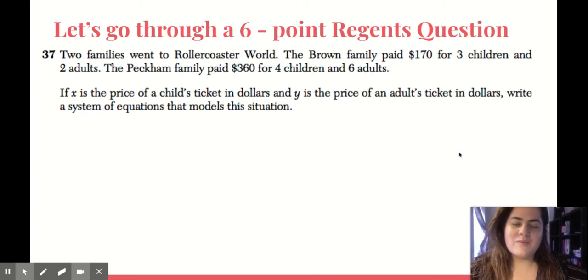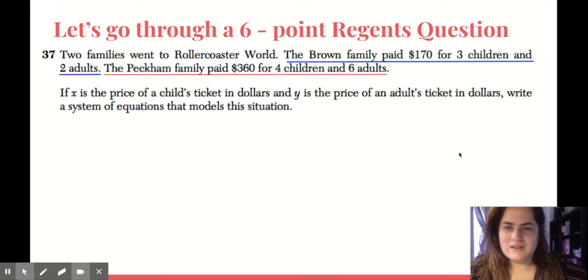So that's the only time I'm going to have you actually read out an entire question. Here is why. We can look for some keywords. First of all, there's 2 families here. There's the Brown family and the Peckham family. We're going to use the letter X for child's tickets and the letter Y for adult tickets. And all we have to do is write equations.